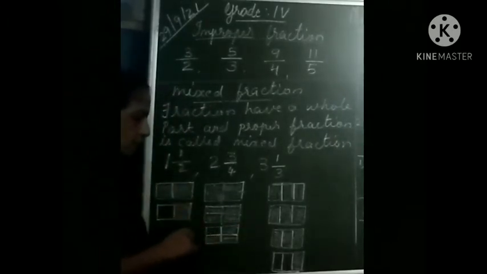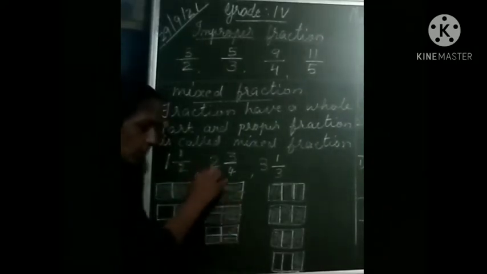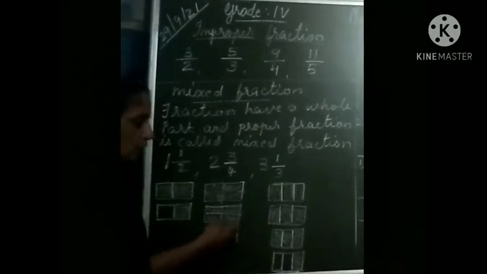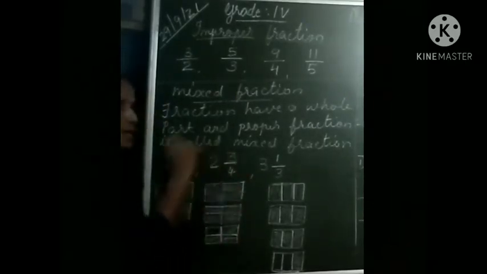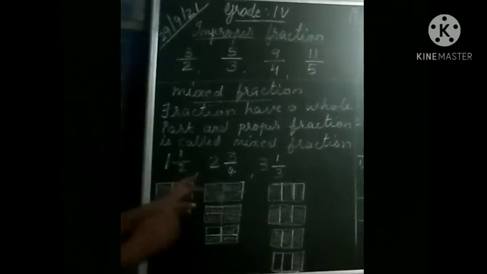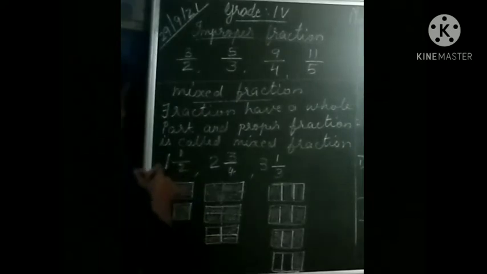Now 1 is left. How much in total did I take? 1 halwa, 2 halwa, and out of the third halwa I take only 3 by 4. From 4 pieces I eat 3 pieces. Okay, here 2 and something, therefore I can take 3. Here 1 and something, therefore I take 2.